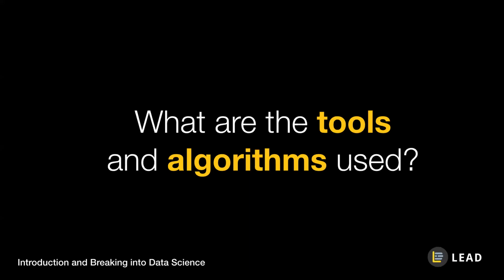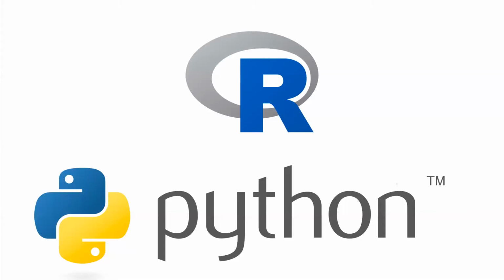Okay. So now that you understand the types of questions that we can ask and answer using data science, let's look at the tools and algorithms that we usually use. I think I've mentioned it many times already. In data science, it's all about Python and R. I wouldn't say these are the only languages that we use in data science, but probably 80% of data scientists know at least one of these languages and use them.